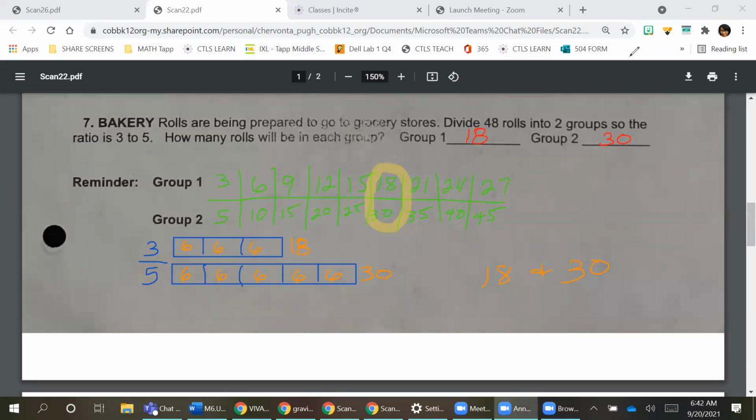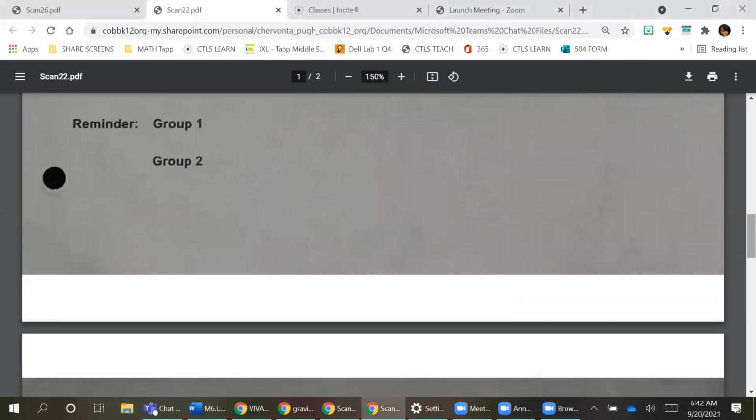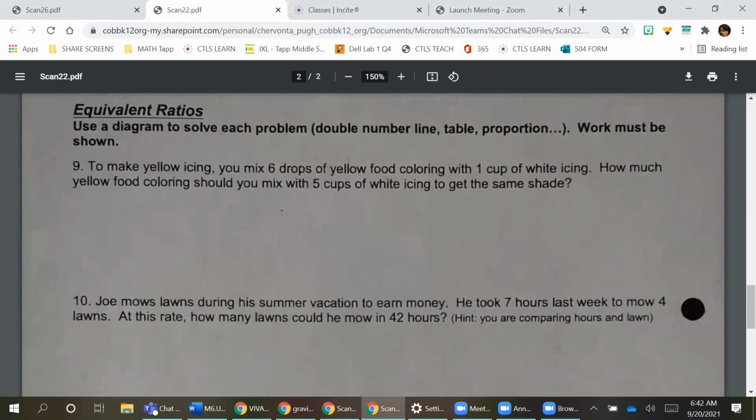All right, so I'm going to clear this. And let's look at number 9. It says equivalent ratios, use a diagram to solve each problem. They give you some options: a double number line, table, proportion, or you could even use the bar model I showed you a few moments ago. And it says work must be shown. And you guys know that's a rule for Math 6 anyways. So let's look at number 9.